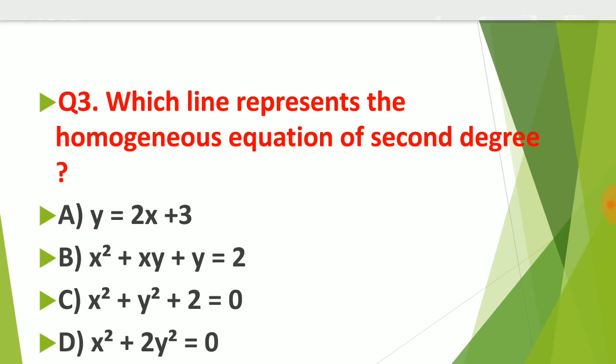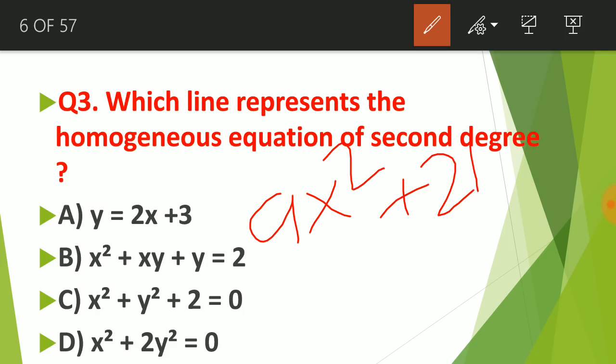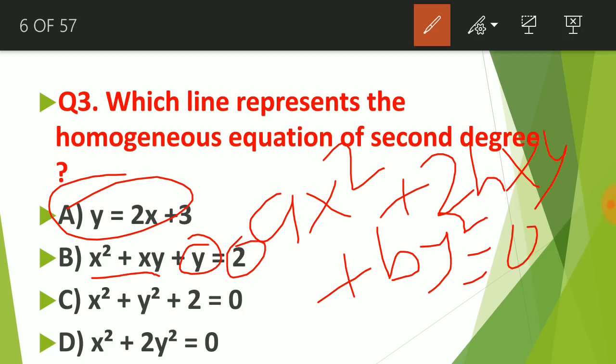Now let us see question number 3. Which line represents the homogeneous equation of second degree? We know that ax square plus 2hxy plus by square is the homogeneous equation of second degree. If you see our first option choice, this is the equation of a straight line. Here there is no x square term, no y square term, and no xy term, so that is not a homogeneous equation. If you see the second, here is y and 2, and because of y and 2, this is not a homogeneous equation.